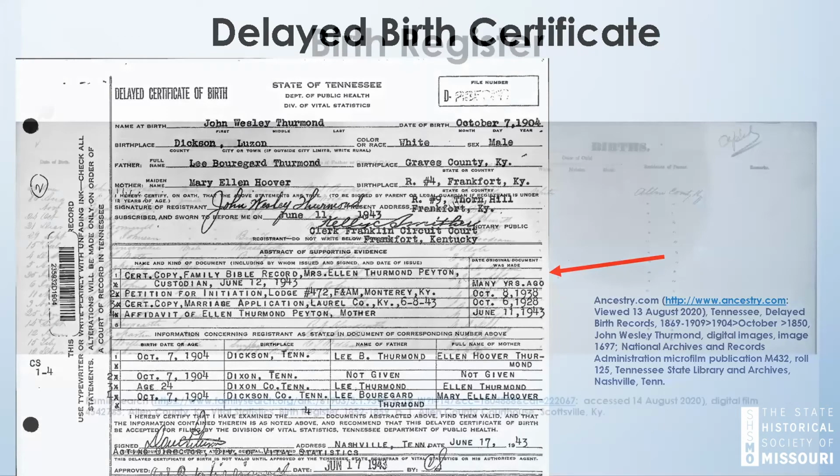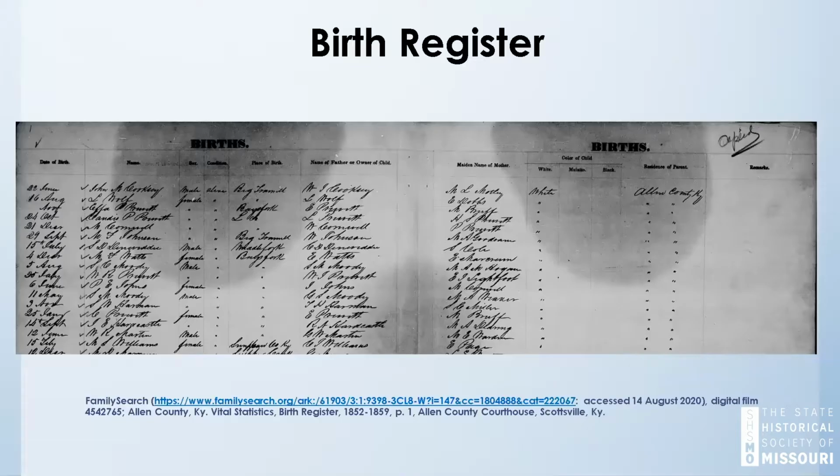Interestingly enough, I always say you should always look. There were actually counties in Kentucky that had birth registers that date back to the 1850s. Here's an example from Allen County, Kentucky, which, when you think about it, we've always kind of thought Missouri and Kentucky were on par with how they did things in early days, but Kentucky was recording births back in the 1850s, but it's only for certain counties. So if you're lucky enough, you might find it there.